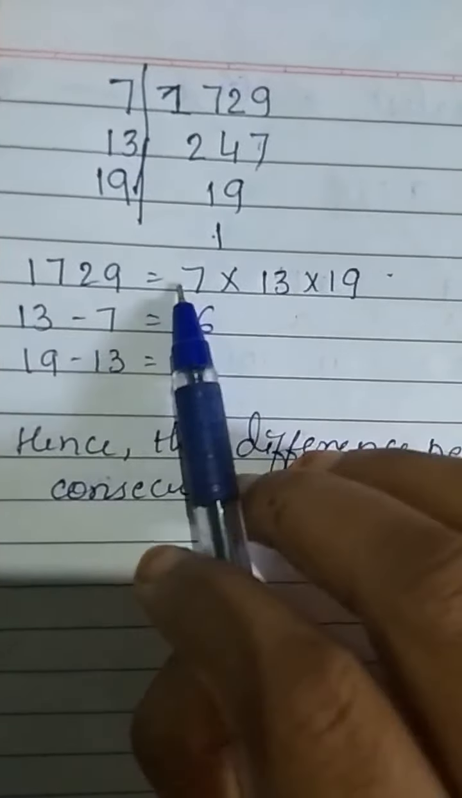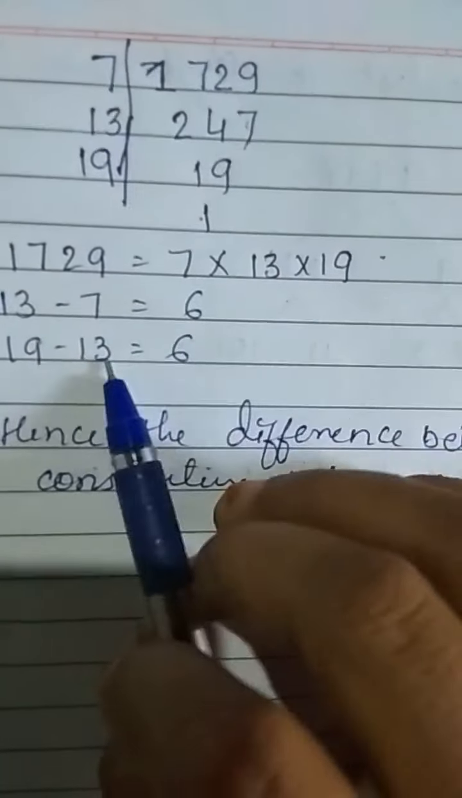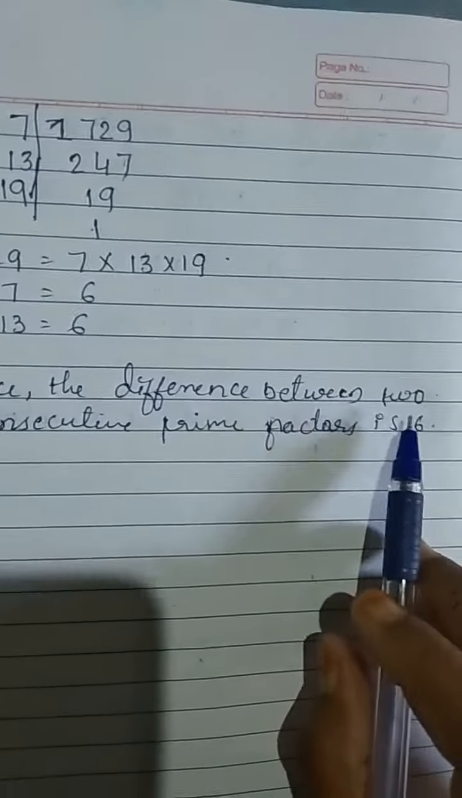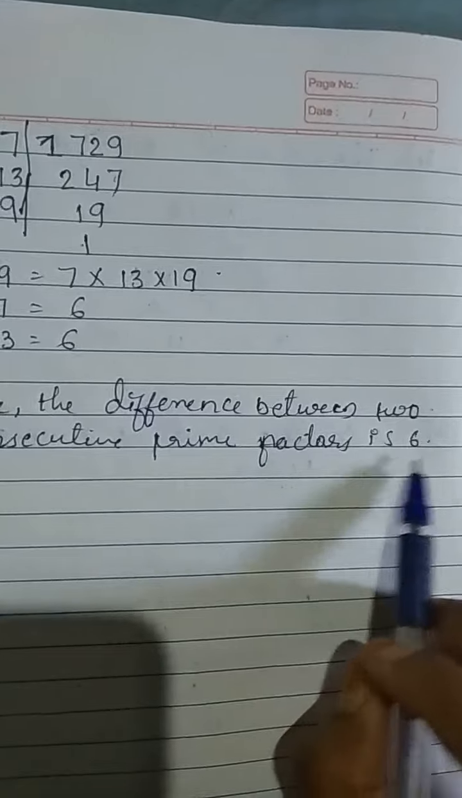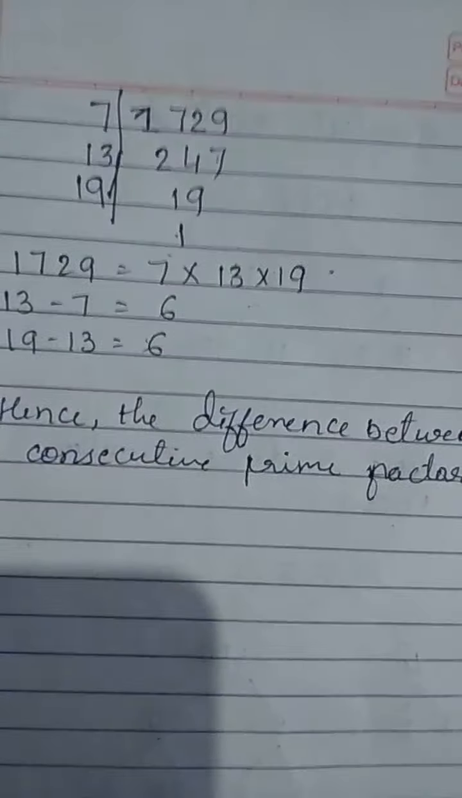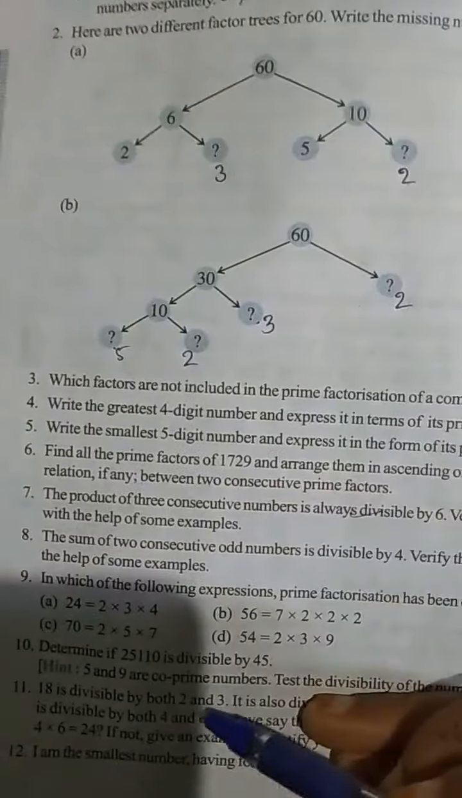13 minus 7, 6. 19 minus 13, it is 6. Hence the difference between the two consecutive prime factors is 6. Solve the remaining. This is homework for you.